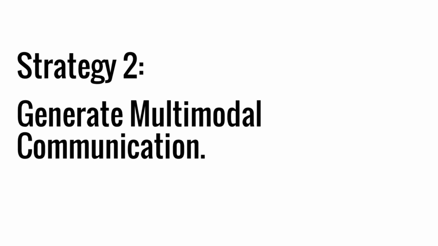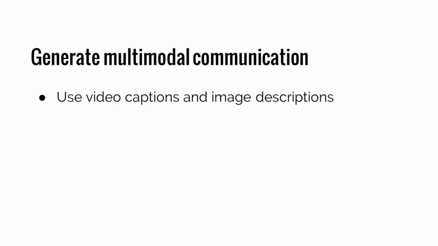Strategy 2, generate multimodal communication. To create an engaging and accessible classroom, one of the most important changes to make is moving from single modes of communication to multiple modes. For example, video captions allow viewers to read information that is audio. Image descriptions enable listeners to hear information that is visual. Simply put, we present information in different modes at the same time.